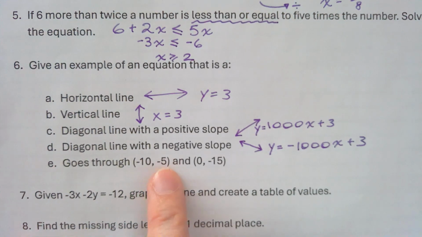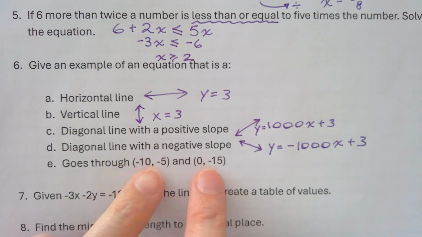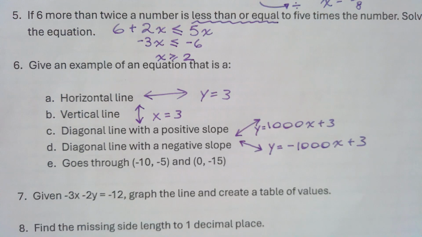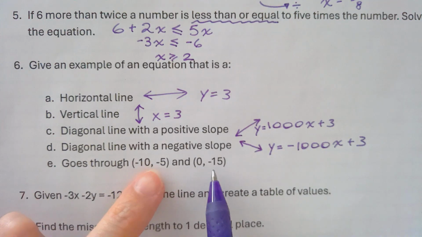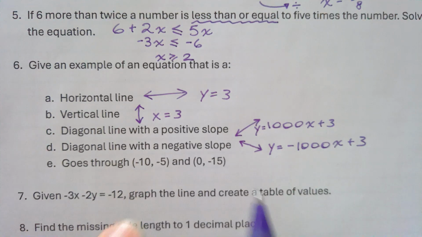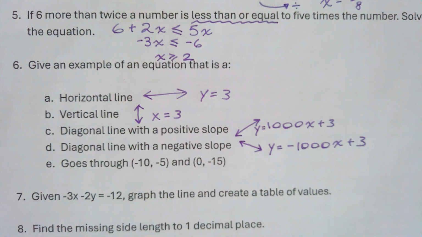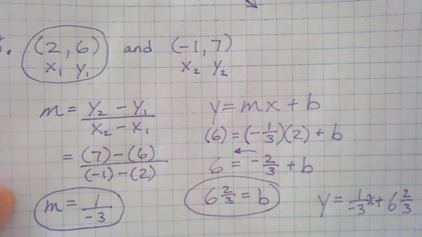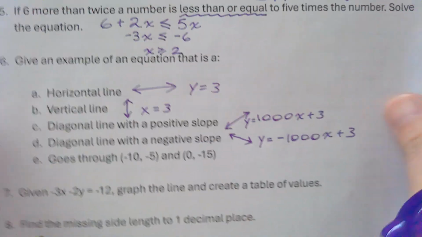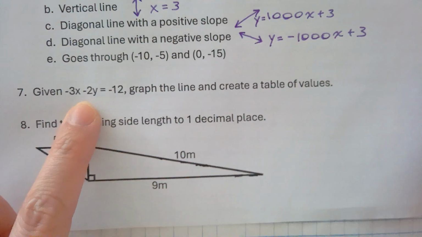Okay, goes through this one. You see how I said I'm going to give you a question on the test, given 2 points. Well, we just did that, so I'm not gonna redo it, but remember you have to use the slope formula, find the slope, use one of the points, plug it in to find the y-intercept, and then put it together. It's just the exact same thing as what we did right here with number 8.